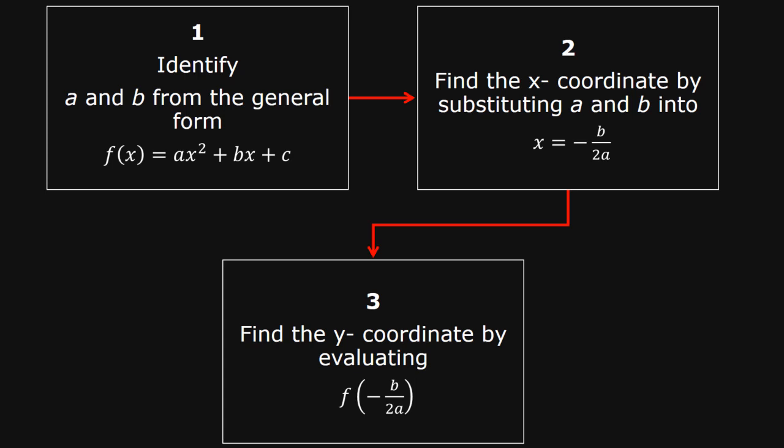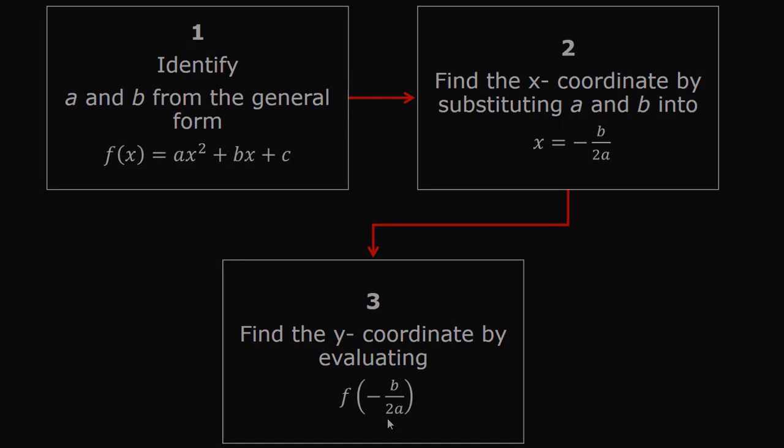How to find the vertex? You'll find the x and y coordinates of the vertex if you follow these steps. Step 1 is to identify a and b from the general form of a quadratic function f of x equals ax squared plus bx plus c. Step 2 is to substitute a and b into the formula x equals minus b over 2a. Then we find the x-coordinate. Step 3 is to evaluate f of minus b over 2a.